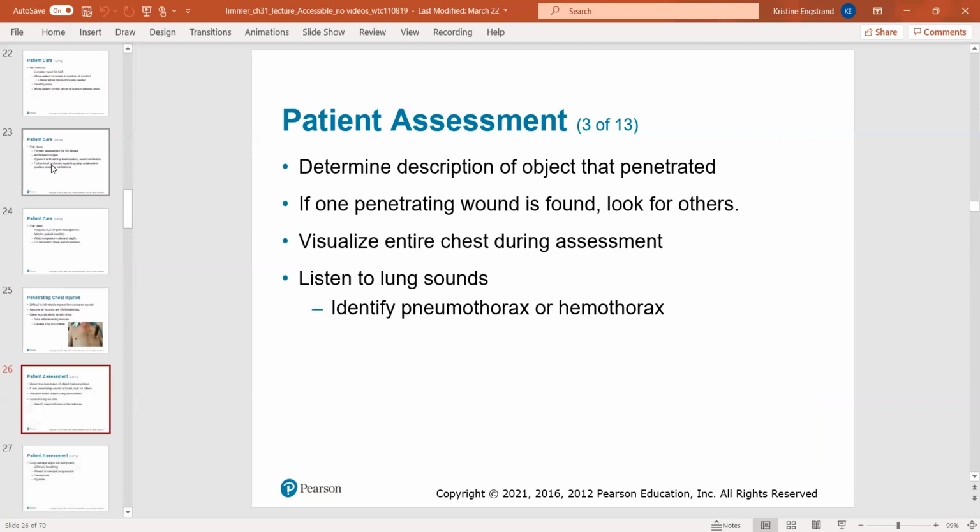So if there's a penetration, let's try to get a description of the object, see if there's an exit wound. Definitely listen to your lung sounds, identifying a pneumo or hemothorax. We'll talk about that in a little bit, what that means.